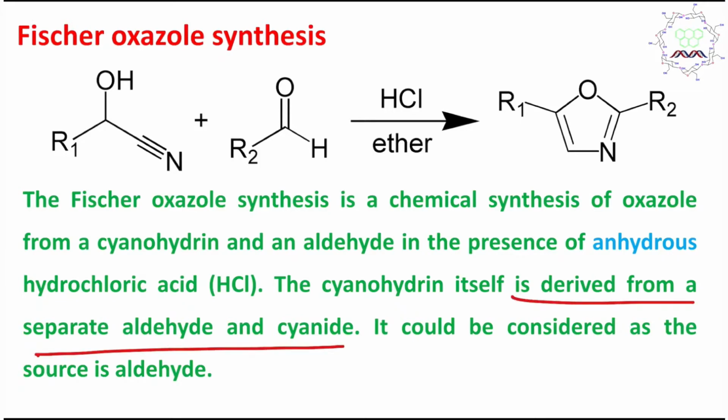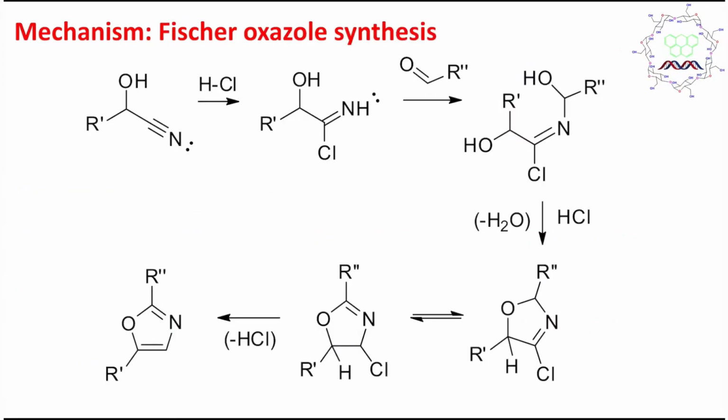We know that aldehyde can undergo nucleophilic addition reaction in the presence of cyanide, which is a good nucleophile. So in this way this addition product, cyanohydrin, is formed. So this is the cyanohydrin reaction with aldehyde. Ultimately, you may consider it a complete synthesis of oxazole from aldehyde, or 2 aldehydes you can consider. So how does this reaction happen?